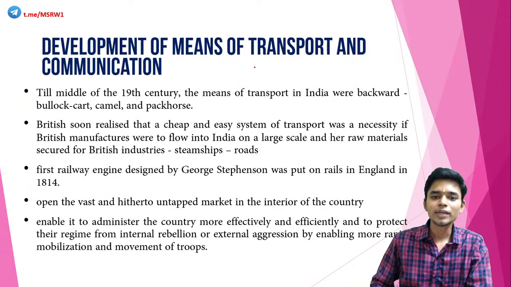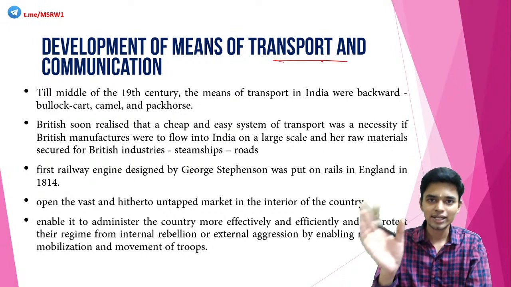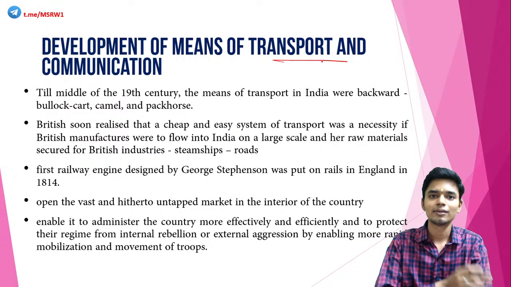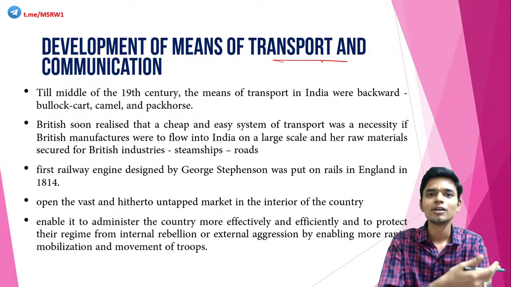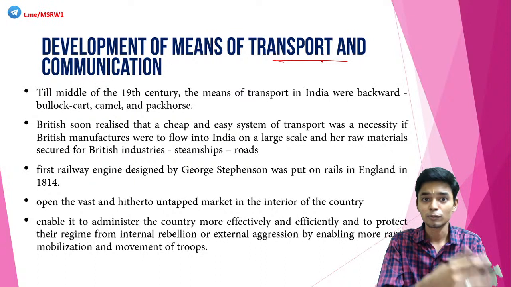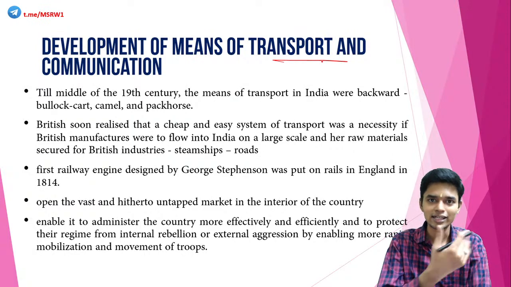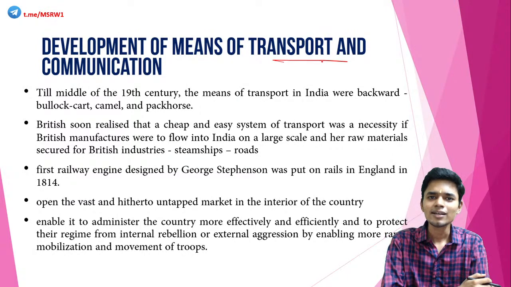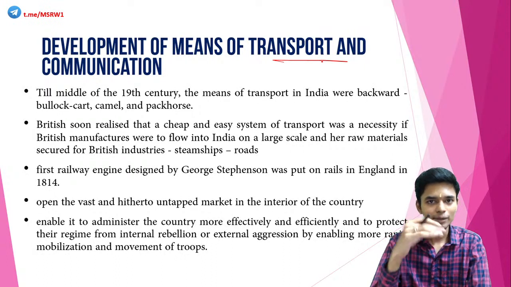So, development of means of transport and communication. Overall, the trade is happening on a one-way basis. Britain is becoming more and more rich, more and more powerful, more and more industrialized. India is left behind, stagnated. Their native industries collapsed.